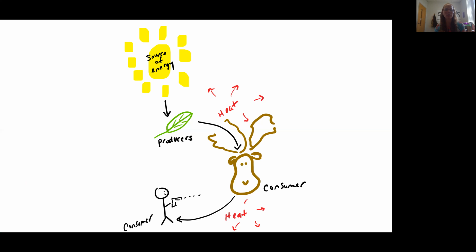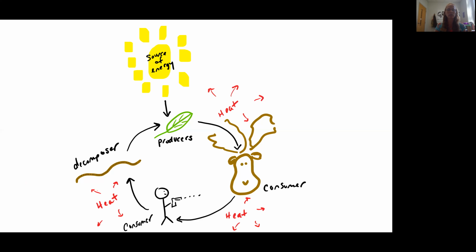And again, with each one of these transformations, some of that energy is going to be lost in the form of heat. So even if you're talking about a pure carnivore, like a lion that's only eating meat, the prey was eating a plant, and so you can still always tie back the energy for the ecosystem as coming from the sun. And then you're going to have a decomposer, which is going to be important in breaking down the nutrients and the energy from those consumers and from those producers and returning that matter back into the ecosystem.